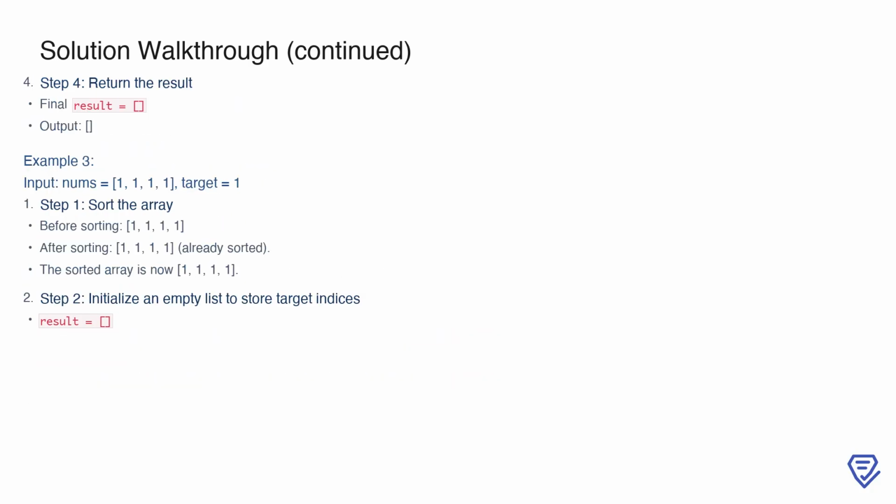In a third example, the input array is 1, 1, 1, 1, and the target value is 1. The first step is to sort the array. Since all elements are already the same, the array remains 1, 1, 1, 1 after sorting. With the sorted array in place, we initialize an empty list called result to store the indices of the target value. Then, we proceed to iterate through the array to identify the indices where the value matches the target.